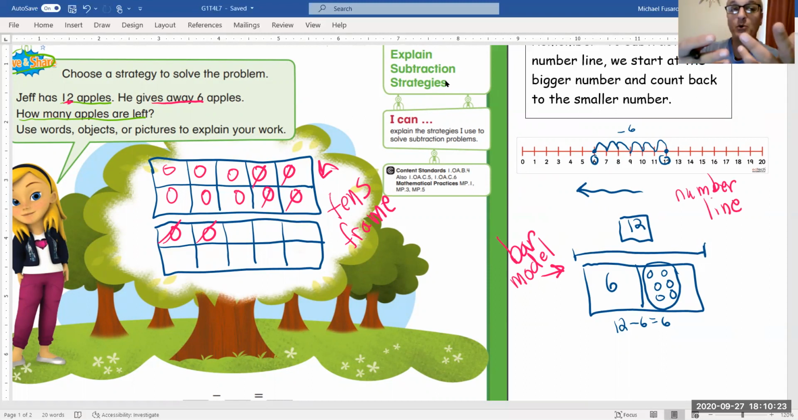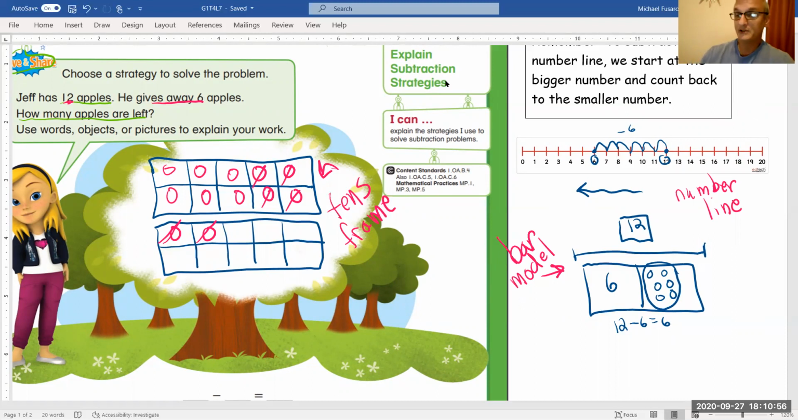But remember, when you do your work, try to remember to put the strategy on your paper when you take a picture of it to submit it in Envisions, okay? So that right there is how we're gonna do it. So Jeff started with 12 apples. He gives away, and those are cue words, right? That say he gives away, he doesn't have them anymore, 6 of the apples. And they wanna know, the question is one of the most important things about a story problem. They wanna know how many apples are left, okay?